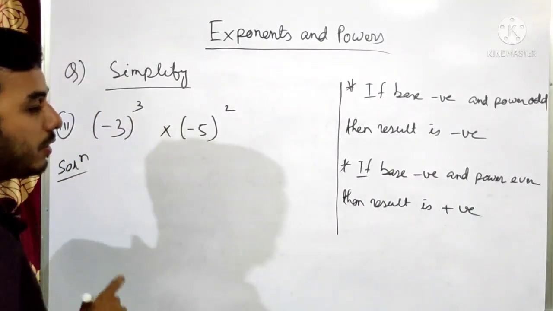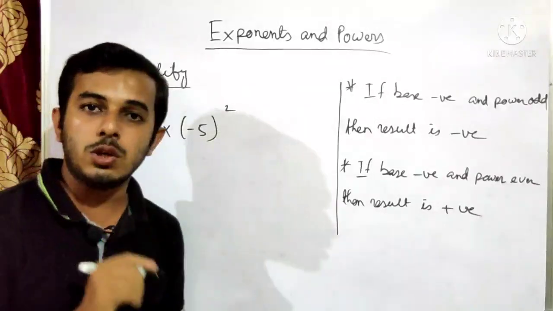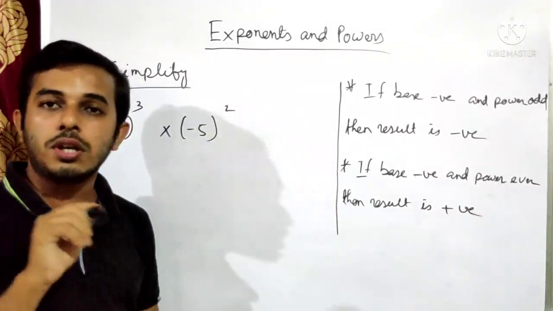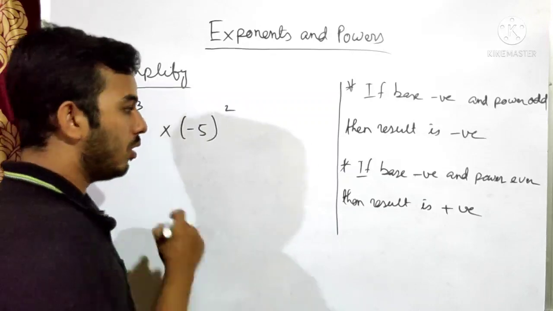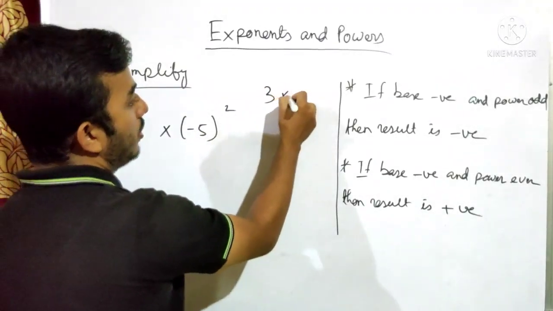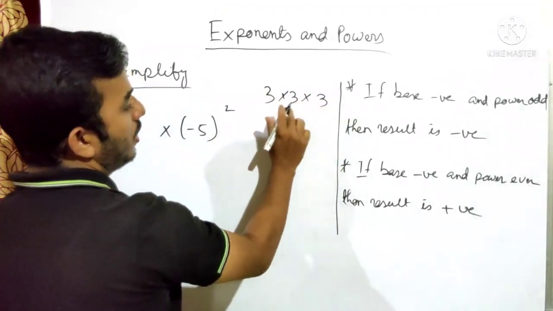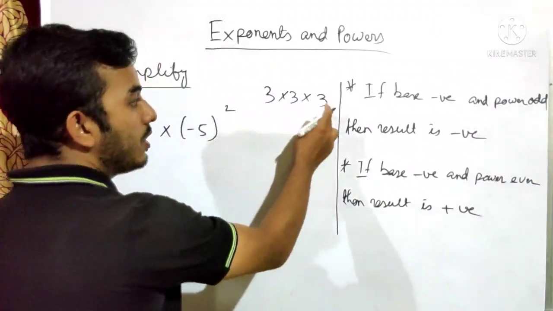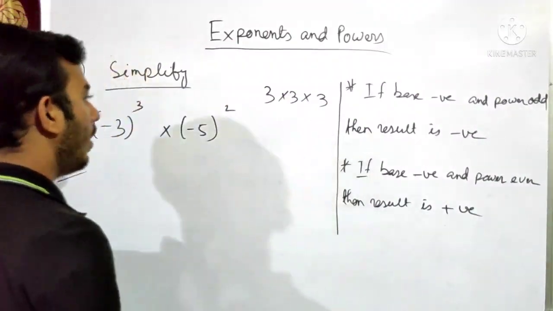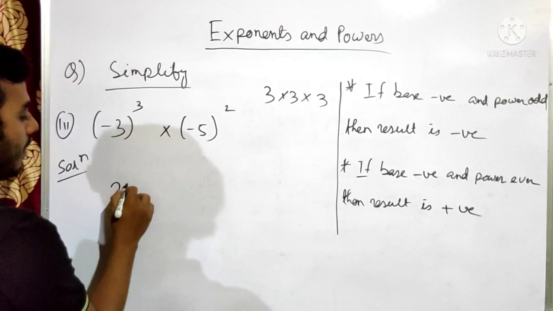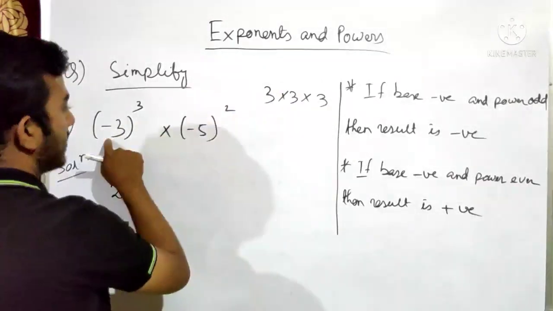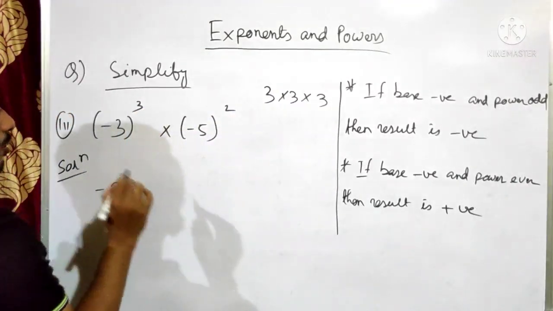So here 3 power 3 means 3 into 3 into 3. 3 into 3 is 9. 9 into 3 is 27. Okay, so it will be 27. Now as per the rule, base negative, power odd, the result will be negative.